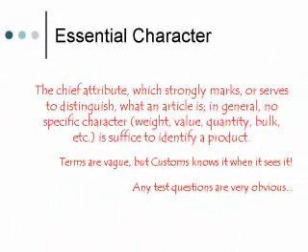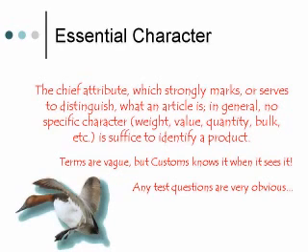The official description for essential character is, and I quote, "the chief attribute which strongly marks or serves to distinguish what an article is. In general, no specific character, weight, value, quantity, bulk, etc. is suffice to identify a product." The terms are quite vague, but trust me, customs knows it when it sees it, and any questions that appear on the exam will be very obvious. I like to define essential character as, if it looks like a duck, walks like a duck, and quacks like a duck, then it must be a duck.